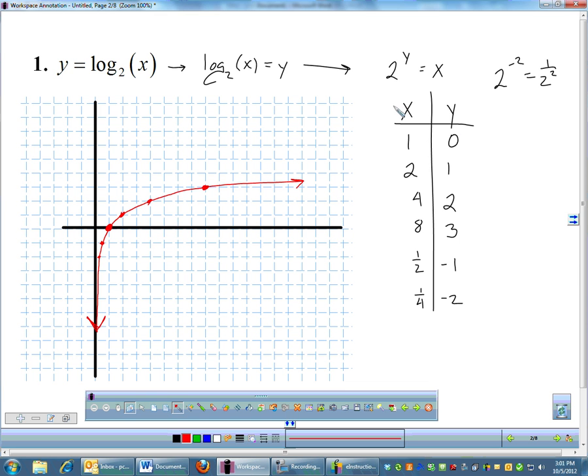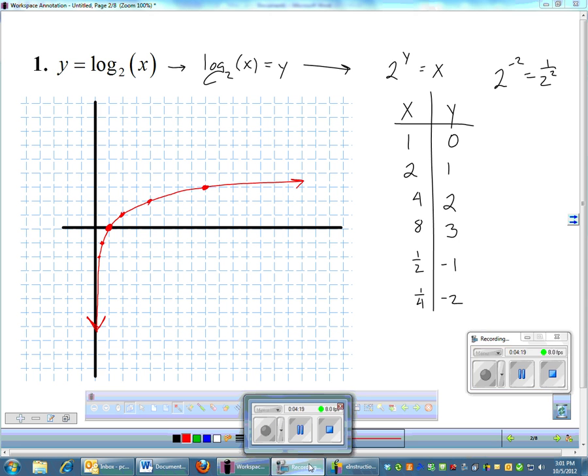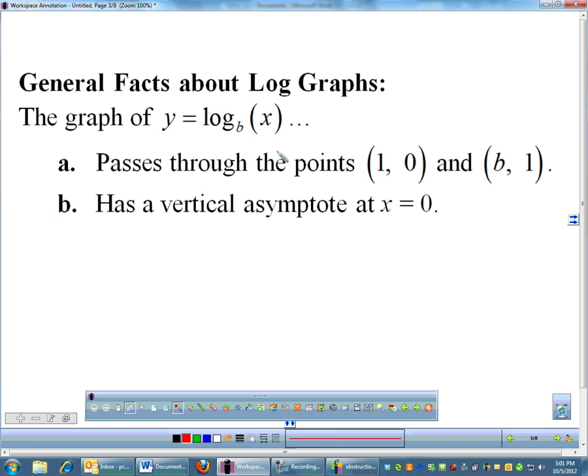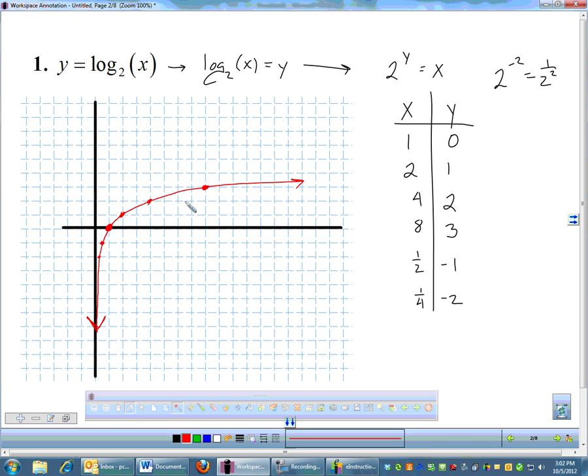You could generate a table by doing that little 2 to the y equals x, but that's going to be a little bit long, so I'm going to show you a few quick ways that we can get the graph. Just some general properties of log graphs. For any log graph, log base b of x, regardless of the base, the graph is going to pass through the point (1, 0) and (base, 1). So (1, 0) and (b, 1). If you look at this graph, the base was 2.